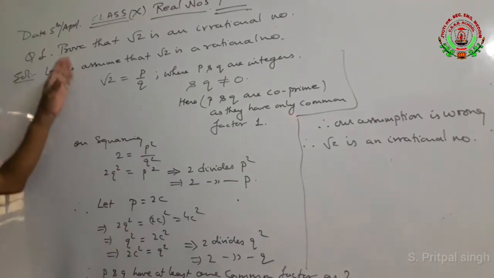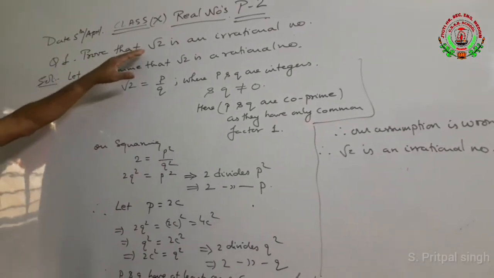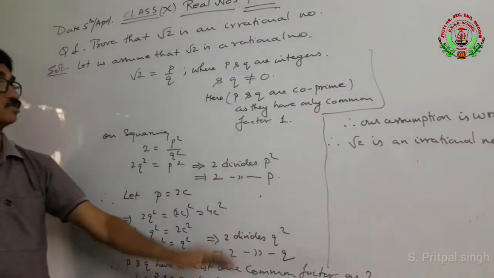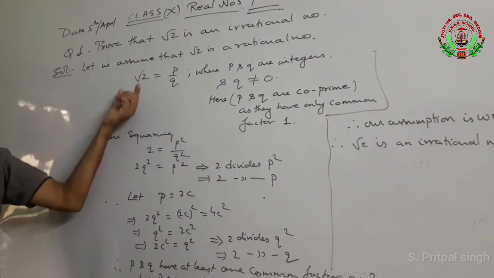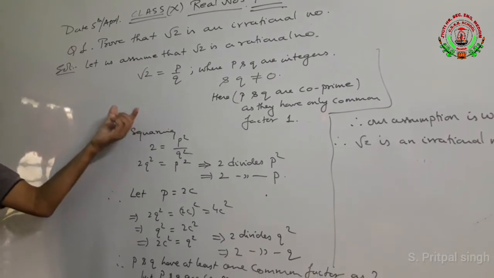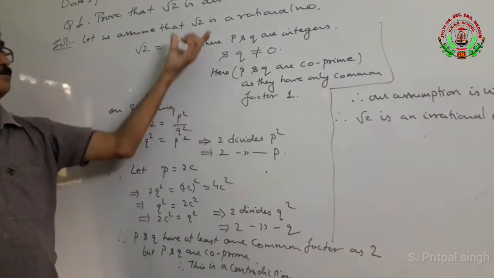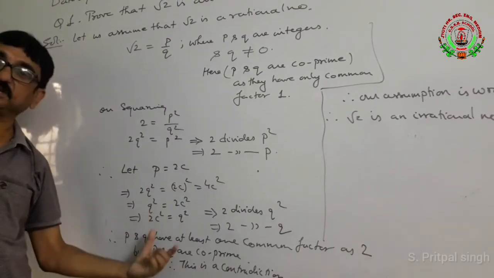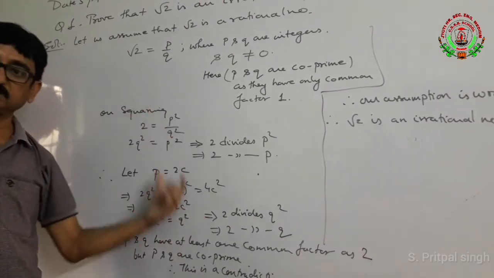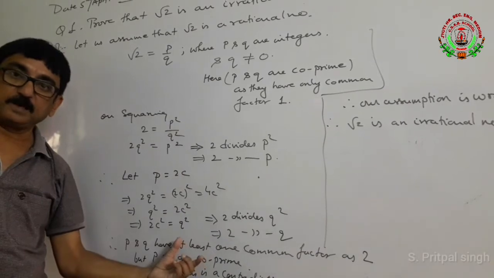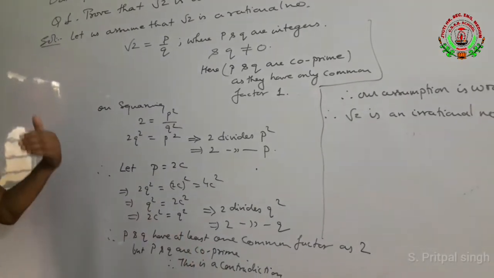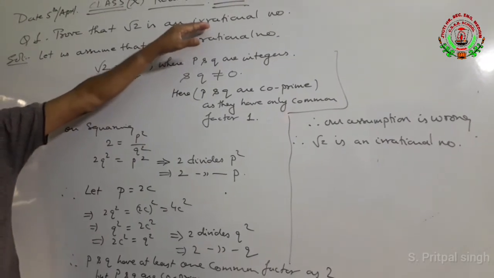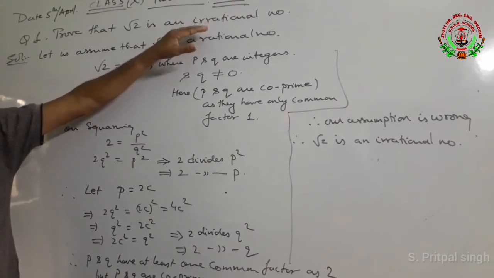So in the same way as I have discussed just now, root 2 is an irrational number. In the same way you can solve for root 3, root 5, root 7, root 11, and you can practice the same type of problem at home. The rest of the variety of problems related to irrational numbers I will discuss in the next class.